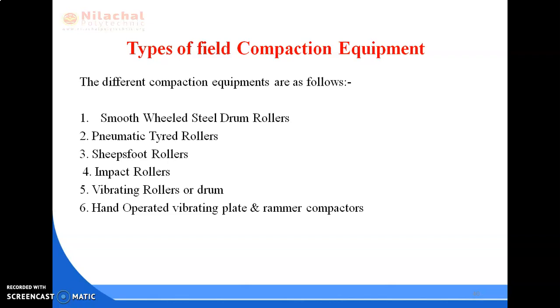Types of field compaction equipment. The different compaction equipments which are used to compact the soil are as follows: smooth wheeled steel drum rollers, pneumatic tire rollers, sheepsfoot rollers, impact rollers, vibrating rollers or drum, hand operated vibrating plate and rammer compactors. So these are the basic equipments which we use for the compaction of soil.